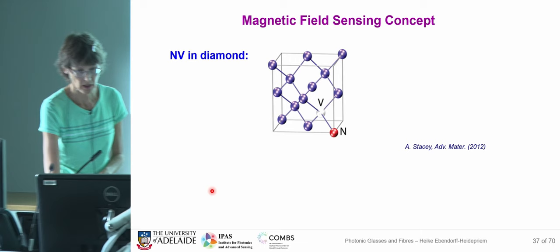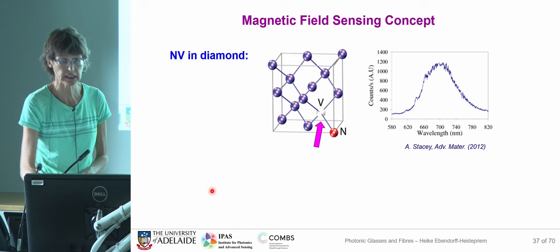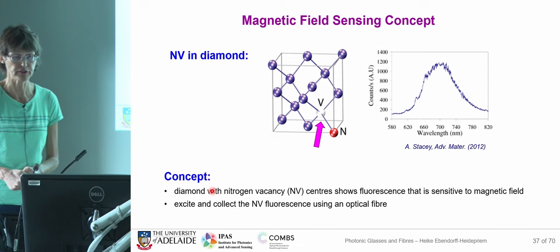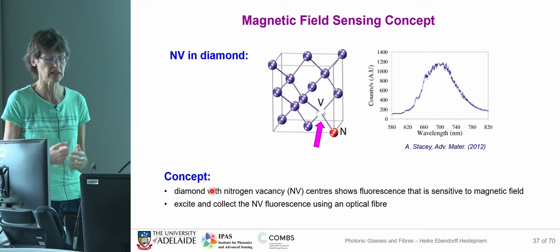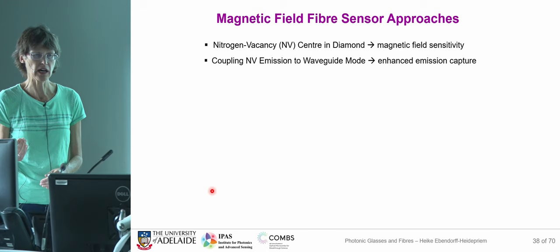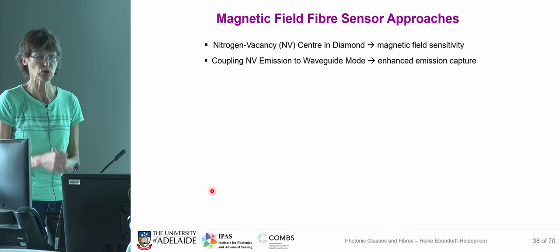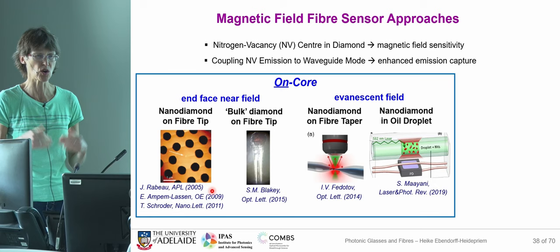So nitrogen vacancies in diamond, a defect center, show a characteristic fluorescence, and this fluorescence is sensitive to magnetic fields. And so therefore it's important to use the nitrogen vacancy centers for sensing. Therefore, it's important to excite and collect the NV fluorescence. And an optical fiber is perfectly suited for doing this, because the fiber allows to couple the emission of the nitrogen vacancy centers to a waveguide mode, and this enhances the emission capture. And so many people over the last decade worked on placing diamonds on the fiber cores.